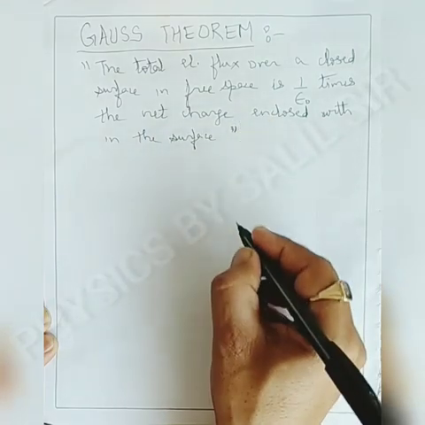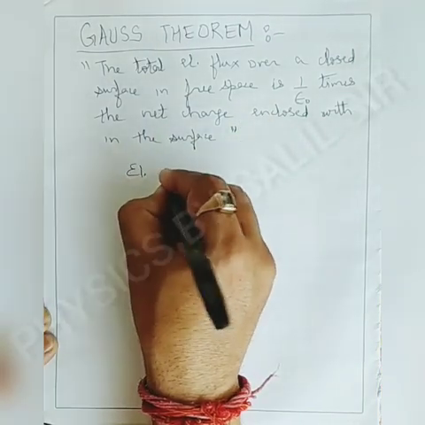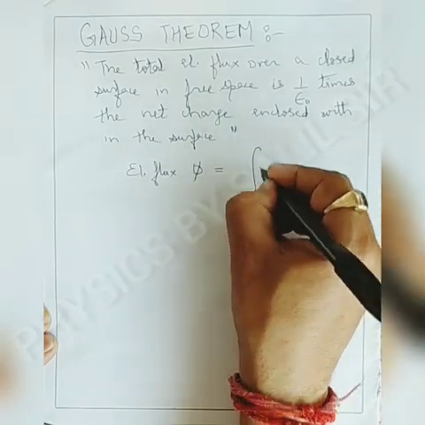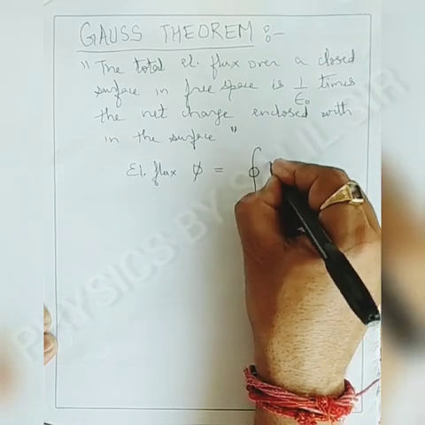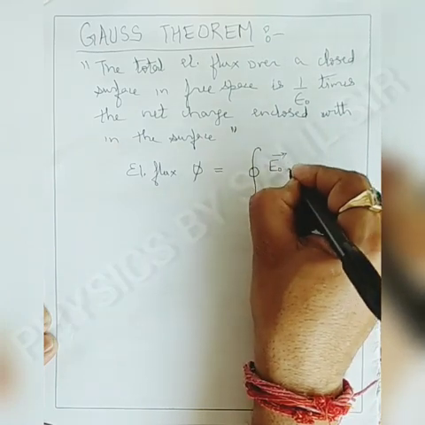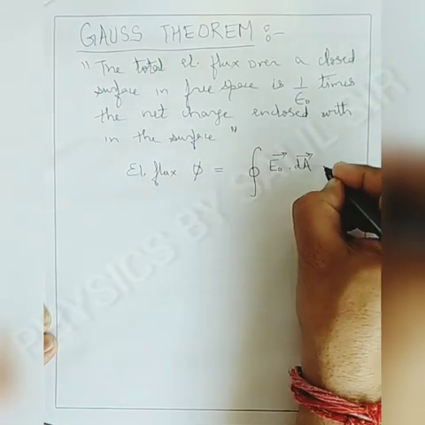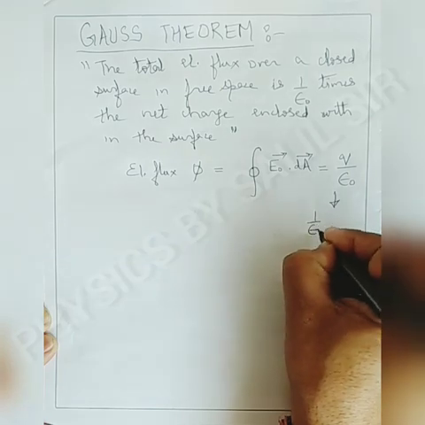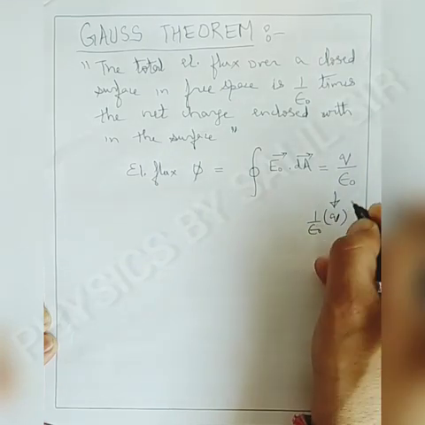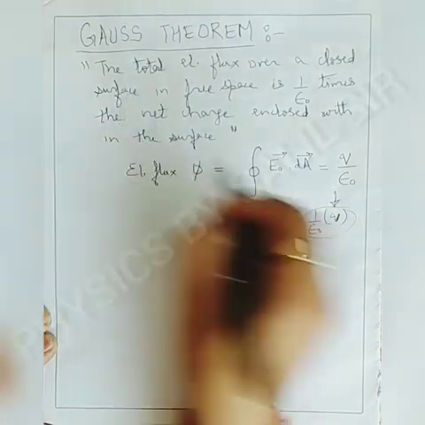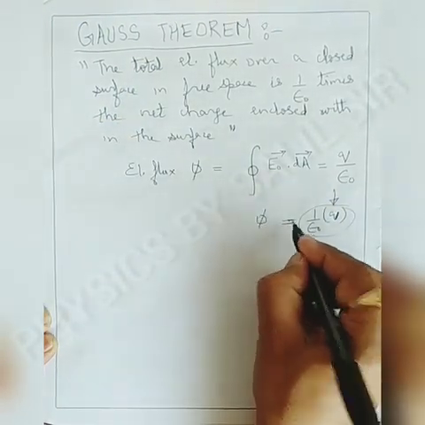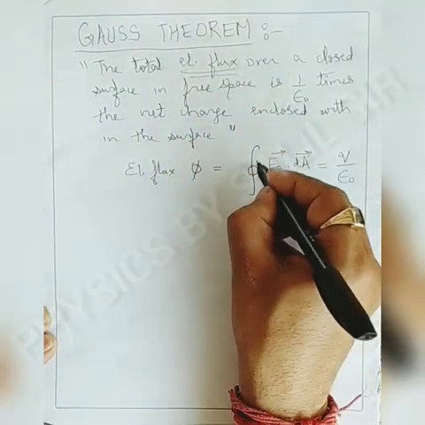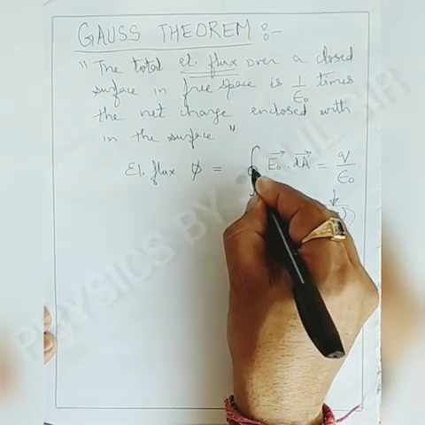This definition is derived from the formula of electric flux. Electric flux phi can be represented like this also: the closed integral of vector E dot vector dA is equal to Q upon epsilon naught, that is, 1 upon epsilon naught times Q. We can show like this for the definition: this is electric flux phi, the total electric flux over a closed surface. Over a closed surface means this closed integral indicates the closed surface.